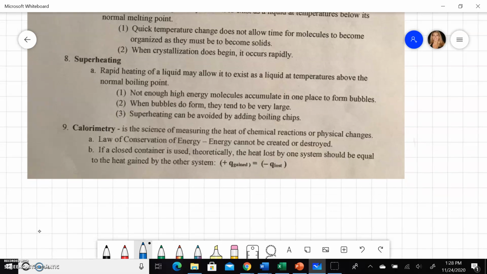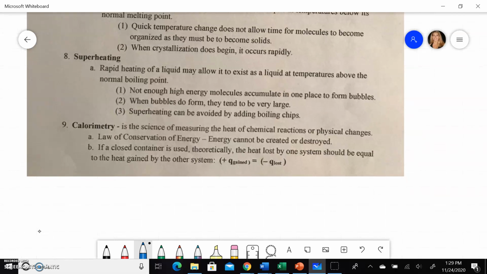And then the last thing is calorimetry. This is the measurement of heat in or out of a system. And what you can do is say if you have a closed container or a closed system where energy is not being lost, then whatever is losing energy will be gained by something else. And we've set some problems up like this in the past, but we're going to do it again for this chapter. So that the Q gained is equal to the Q lost, except one is positive and one is negative.